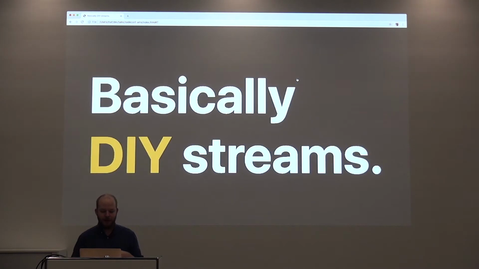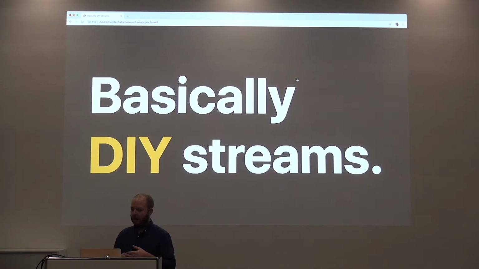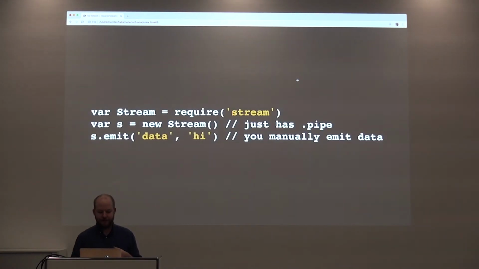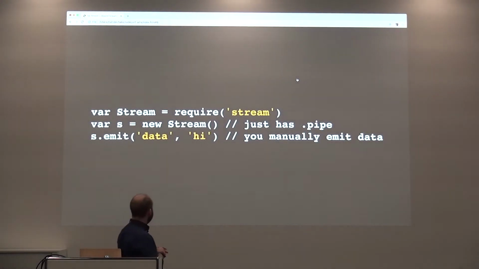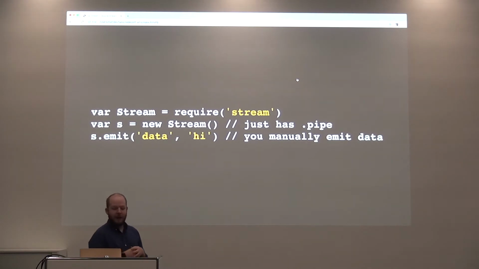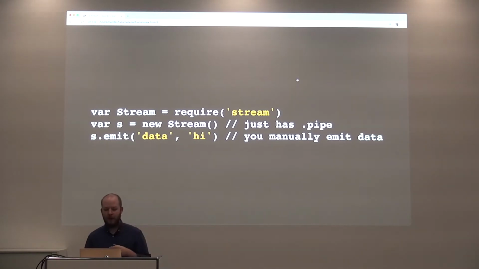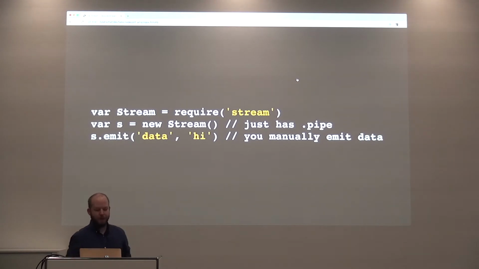They were very simple. They were what we called do-it-yourself streams. They didn't do anything; you had to implement everything yourself. There was this stream module in core, it's been there ever since. You would require it, and you get this object back. The only thing that object had was a pipe method, and it was up to the implementer to do everything else. You had to implement something that emitted data, pause logic, resume logic, everything. The only thing pipe could do was connect streams in a smart way.